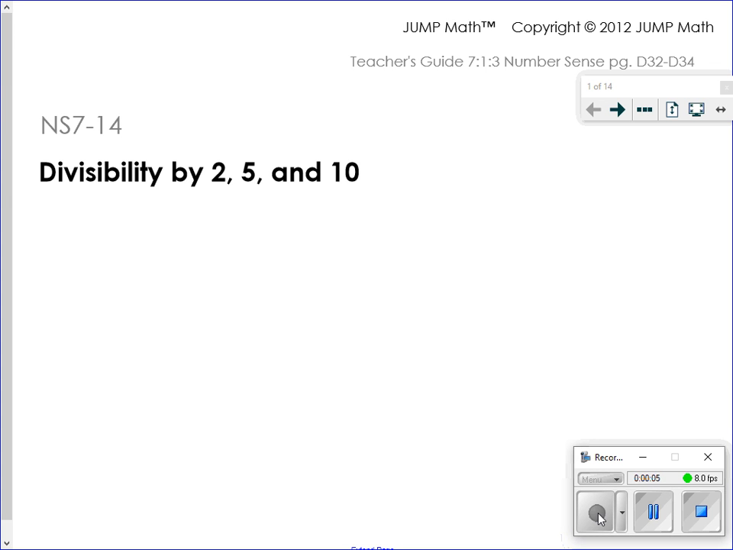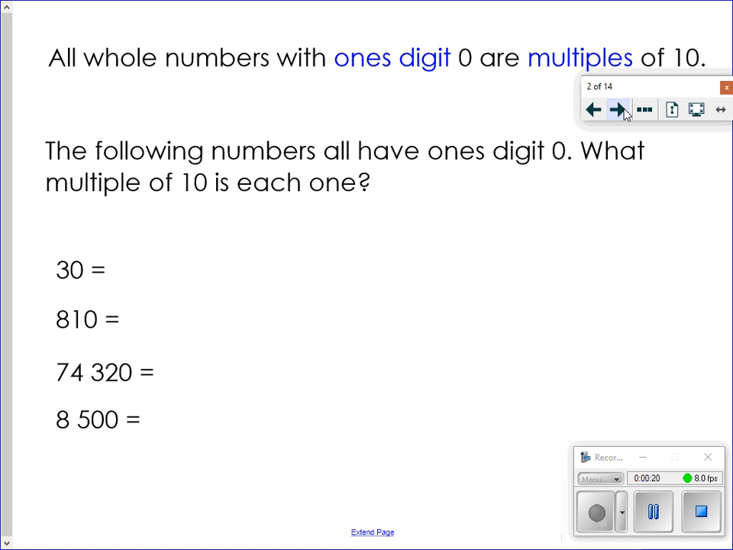In our lesson today, we're going to be talking about divisibility by 2, 5, and 10. What that means is determining whether numbers are able to be divided by 2, 5, or 10. Okay, so the statement we're going to start with is that all whole numbers with ones digit 0 are multiples of 10. So here are a few examples of whole numbers that have a ones digit 0.